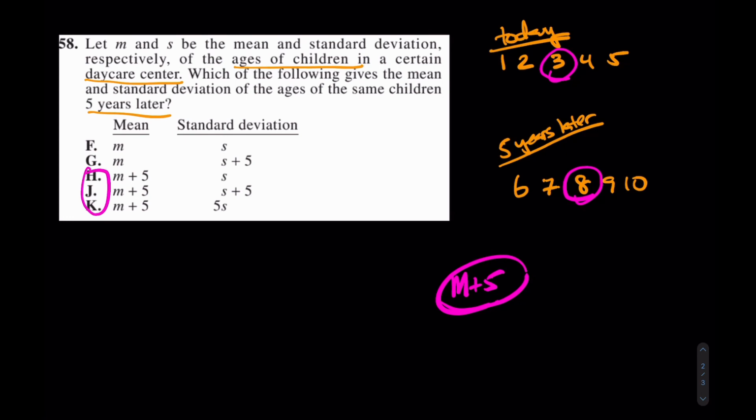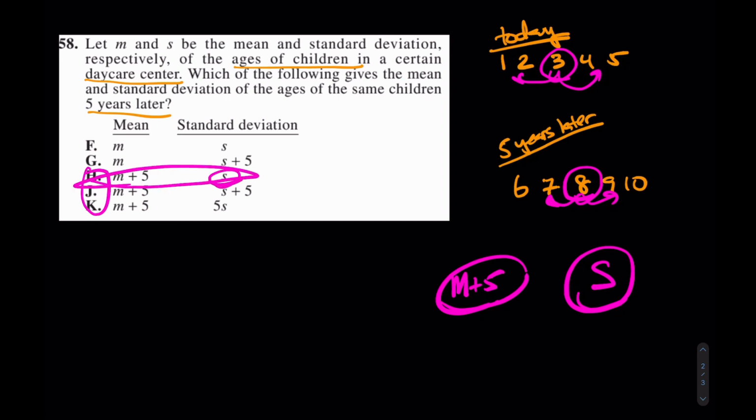But now, let me ask you a question. Did their spread change? Did the amount of spread or deviation from the mean change? Did I deviate? No, just up and down 1, up and down 1. Did my deviation change? Not at all. Really, the S stays the same. I love answer choice H. This is kind of a tough one, but when you visualize it like this with a real proper example, it makes it so easy.